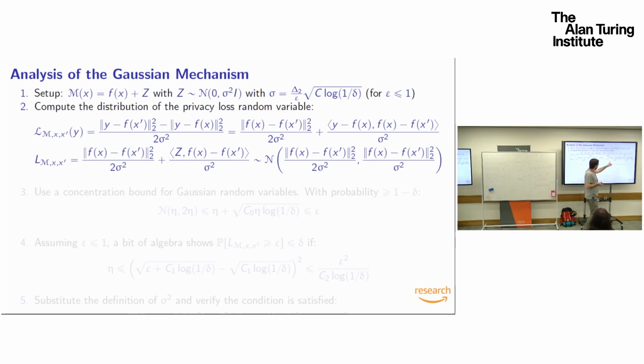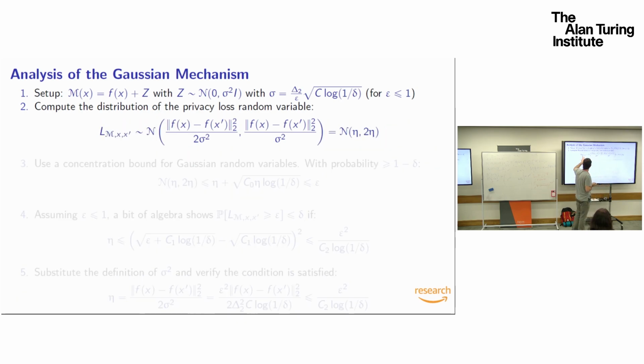Okay, so that's kind of interesting. So we have the mean and the variance look the same except for a factor of 2. So let's synthesize this by saying that the privacy loss random variable of the Gaussian mechanism is a Gaussian that has parameters eta and 2 eta.